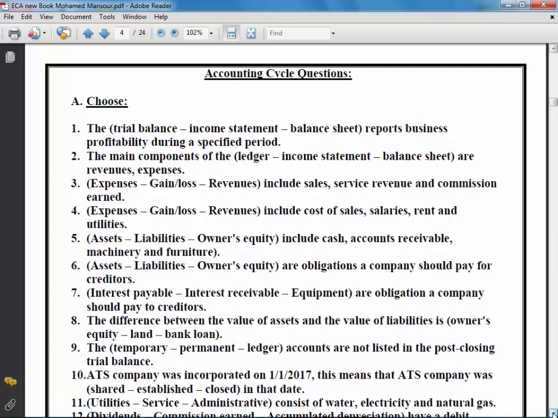Number 10. ETS company was incorporated on the 1st of January 2017. This means that ETS company was shared, established, closed in that date. The keyword here is incorporated. Incorporated means established. The answer here is established.